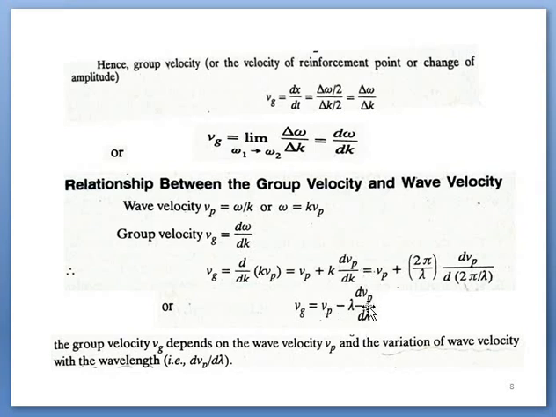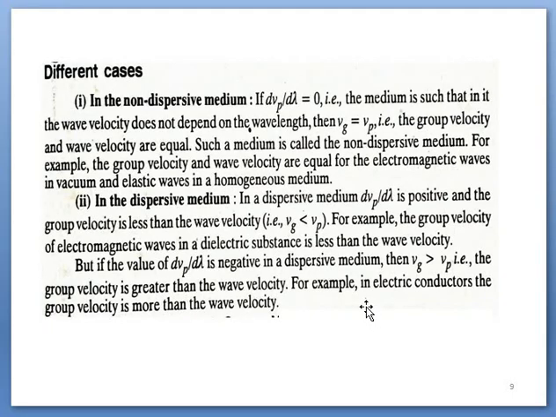When it is negative, then Vg will be greater than Vp. It occurs when waves are propagated in electric conductors; then the group velocity will be greater than the wave velocity.